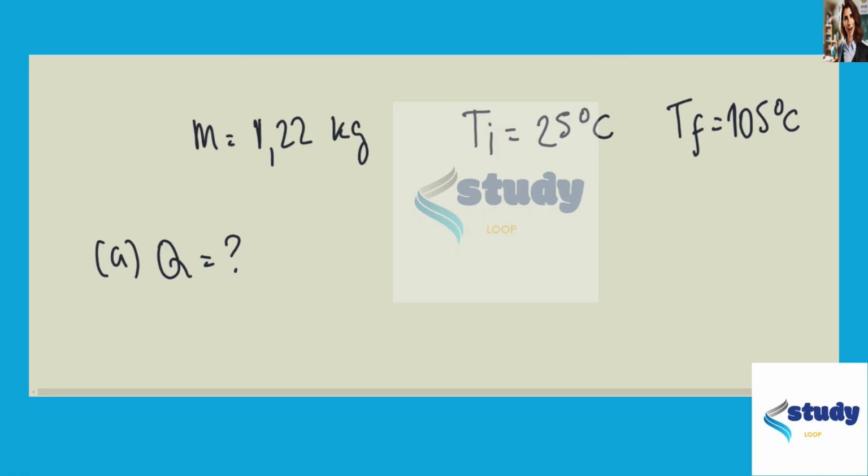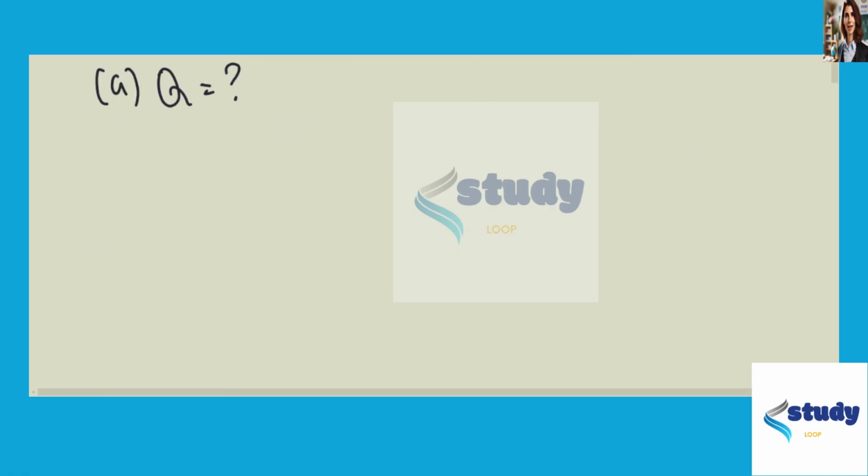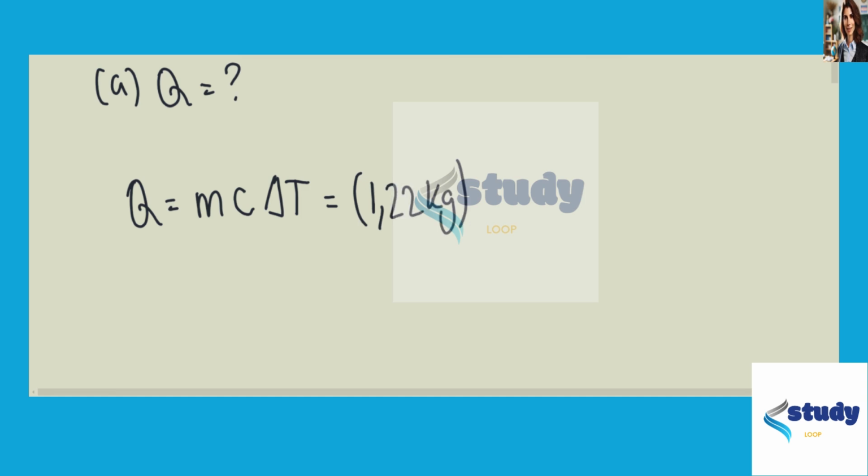Now, we want to find the heat that is absorbed. So for that, we use the following equation. That is the mass times the specific heat times the change in temperature. So from there, we will find that for copper, the mass is 1.22 kilograms, and the specific heat for copper is equal to 387 joules per mole per Kelvin.